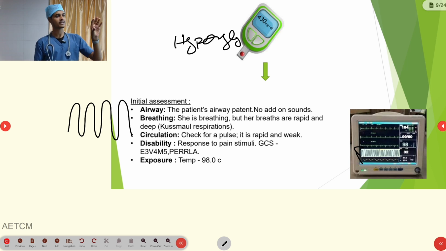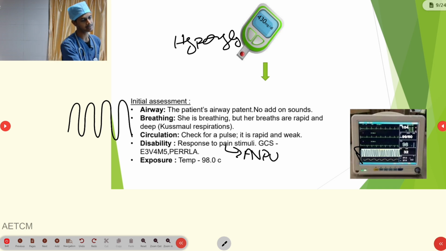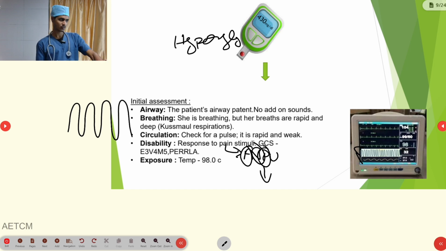For circulation, she has a central pulse, and it is a rapid and weak pulse. The pulse rate is 104 beats per minute. You are checking the BP, that is 99 over 60 millimeters of mercury. For disability, she responds to pain stimuli, that is your AVPU. She is not awake and alert, she is not responding to the voice, she is responding only to the pain stimulus. You are checking the GCS, that is showing E3, V4, M5, and a pupillary assessment is also there. For exposure, the temperature is 98 degrees.